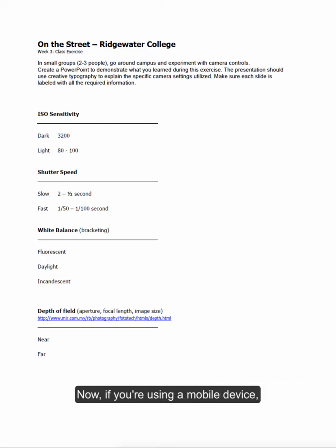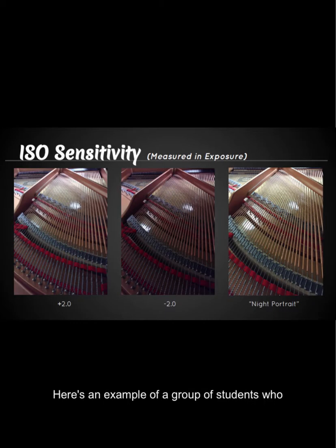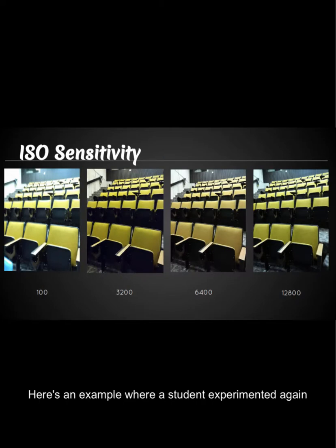Now, if you're using a mobile device, specifically if you have an iPhone, there are apps out there that will help you control your camera and allow you to change the ISO settings. Here's an example of a group of students who experimented with the ISO sensitivity. Here's an example where a student experimented again with the ISO sensitivity, and you can see that the labels are below. This is exactly what we're looking for.